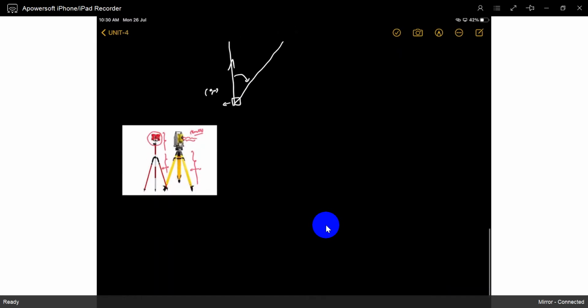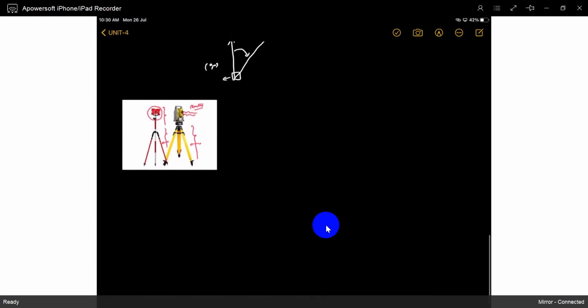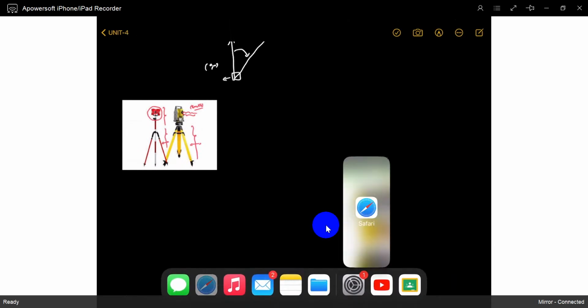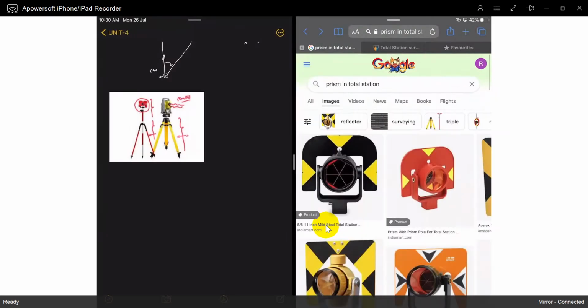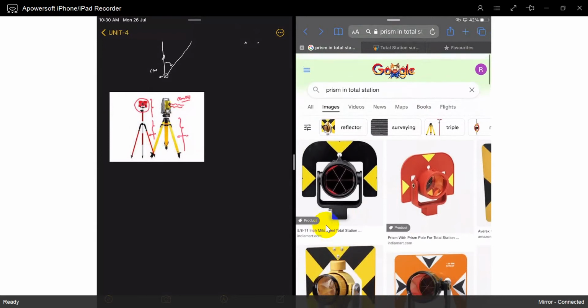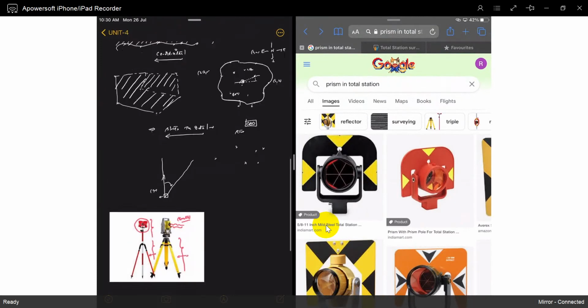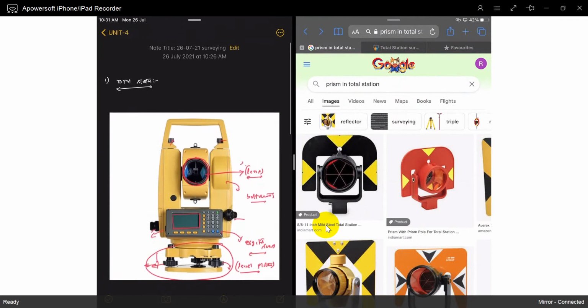It has a prism also. I showed you the picture of the prism. So these are the pictures of the prisms. It only reflects the signal, it does not receive. It requires tripods: one tripod for the total station, one tripod for the prism. Okay, these are the different parts of the total station.